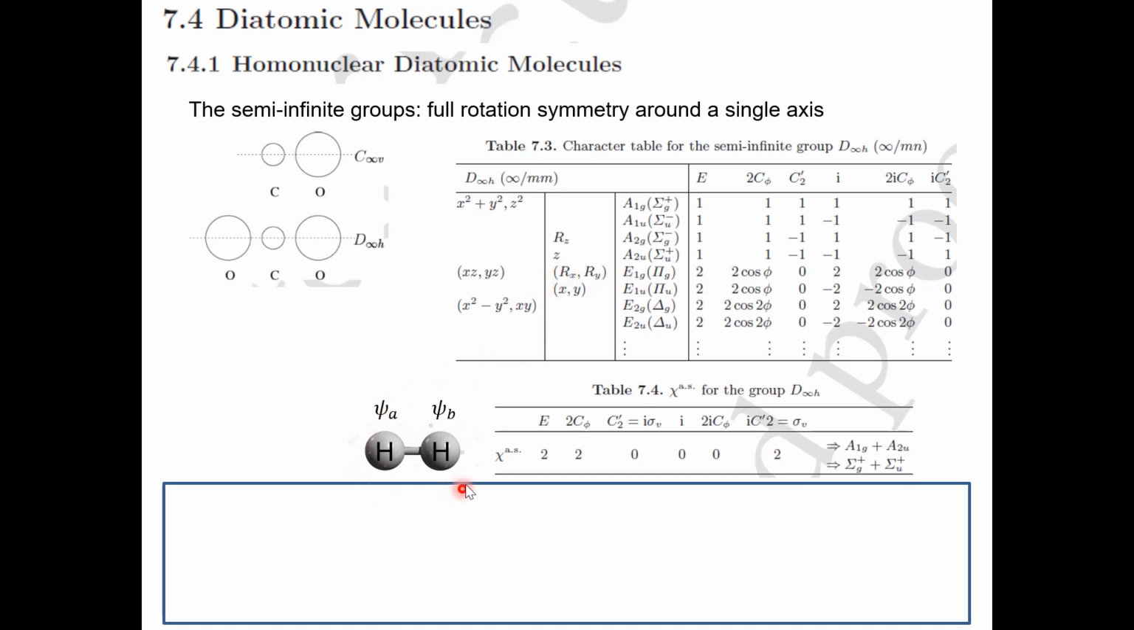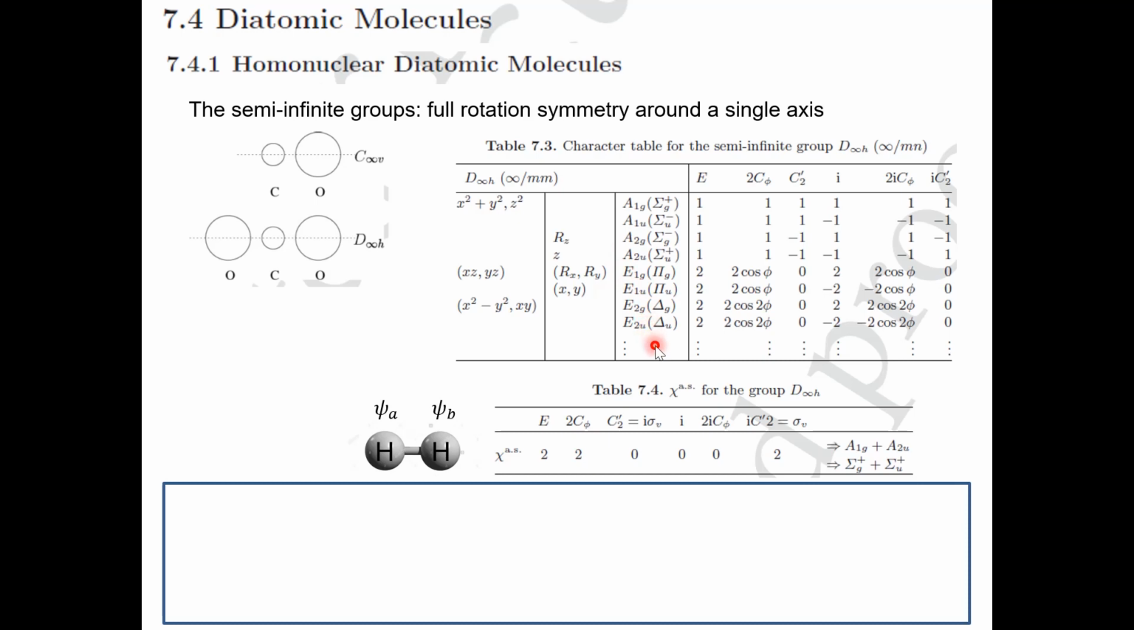So in this case I have to deal with the D infinity h group. This is the character table of this group. These are the symmetry operations: identity, C phi, meaning the rotation for any angle phi with respect to the main symmetry axis of the molecule. Plus or minus phi are in the same class. And I have an infinite number of those operations.